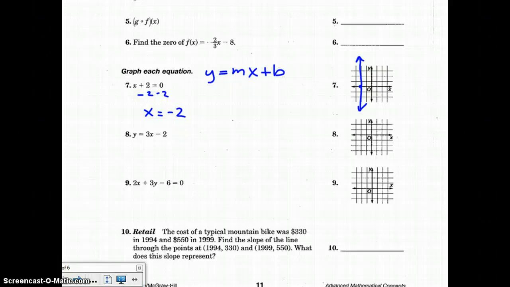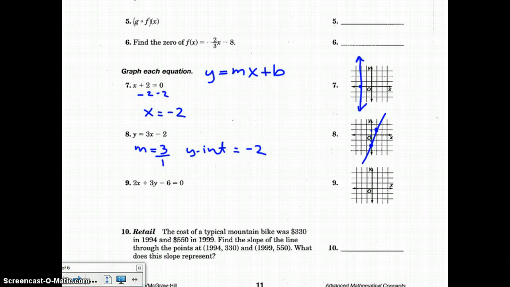Then for number 8, this one already is in slope-intercept form, where the slope, m, is 3, and the y-intercept is negative 2. I'm going to start by locating negative 2 on the y-axis, and then the slope is going to tell me where to find my next point. Since the slope is actually 3 over 1, it tells me to go up 3 points, 1, 2, 3, and to the right 1. And so here are my 2 points to connect.